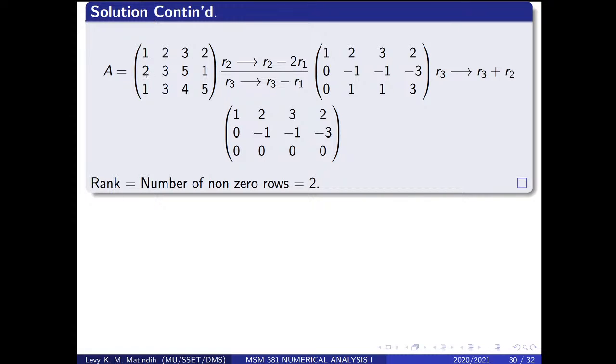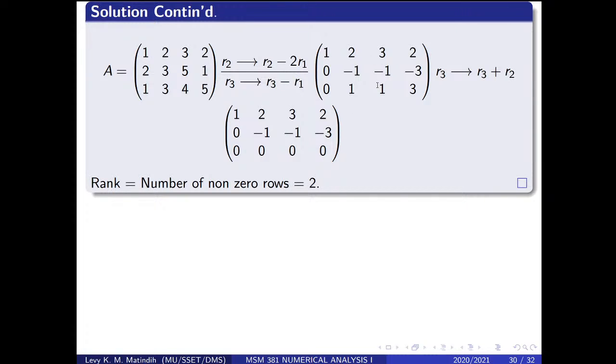Now, how can we make the first entry of row 2 and the first entry of row 3 zero? We subtract 2 times row 1 from row 2, and also subtract row 1 from row 3. So row 2 becomes row 2 minus 2 times row 1, and row 3 becomes row 3 minus row 1, which gives us this new matrix.